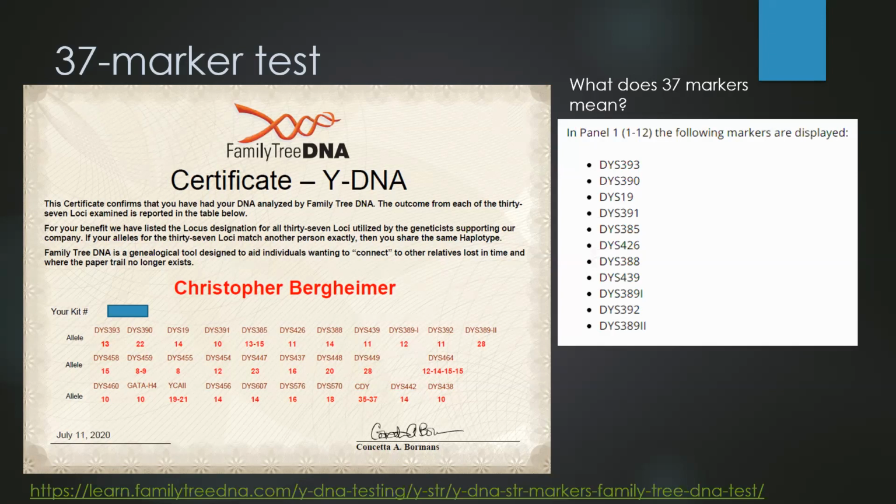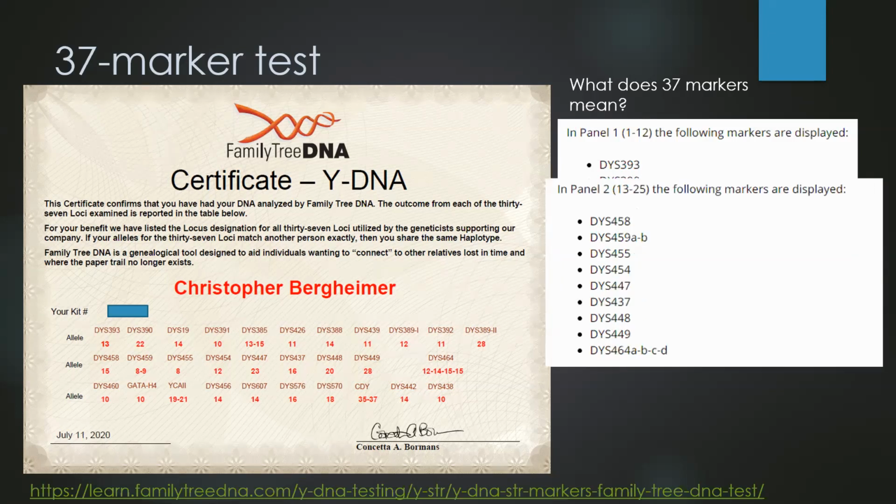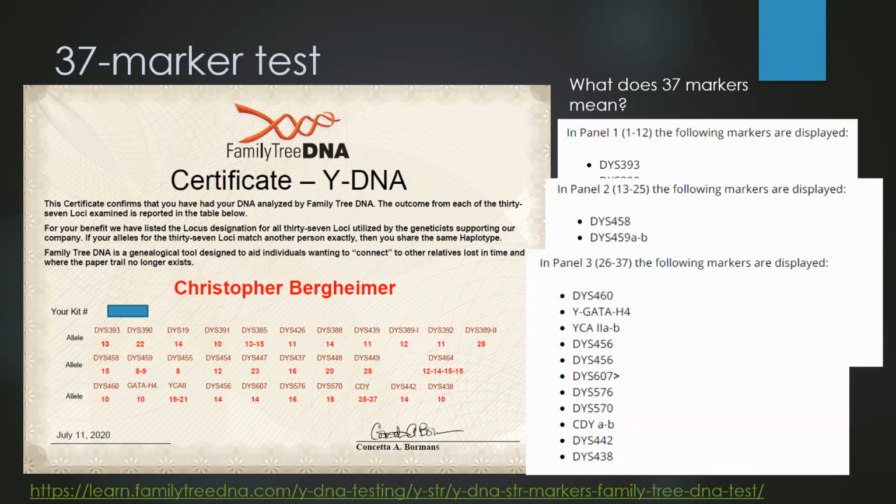So this is the first 12 that are checked. And I think you can see there, that's the first row of the certificate. This is the second set that are checked. And you can see that that's the second line of the certificate. And to get up to 37 markers, there is a third line that goes from DYS 460 to DYS 438, sorry. So the 12 test is the first line, and the 25 test is the second line, and the 37 test is the third line.